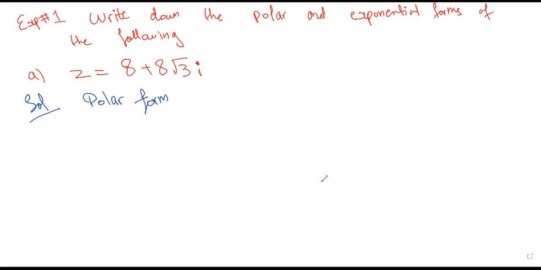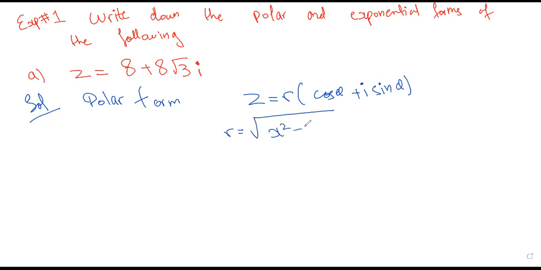Before talking about the solution, I will just write down the formula which we use for the polar form. So it is z equals r, bracket open, cos theta plus iota sine theta. And we know that r is calculated by under root x square plus y square. What is my x? This is x, and what is y? This is y, right? This whole thing.